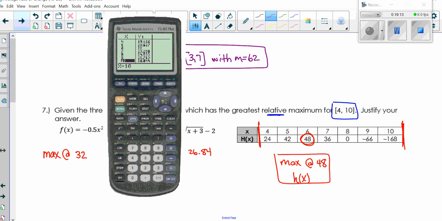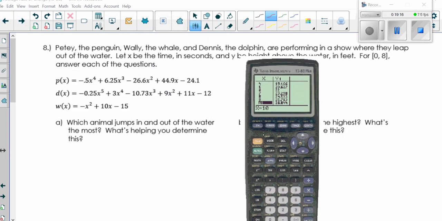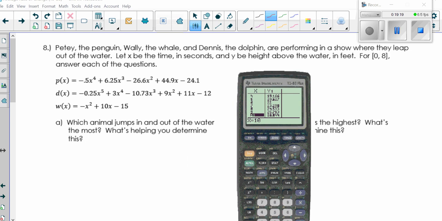All right, go ahead and flip over. All right, what do we have here? It says Peter the penguin, Wally the whale, and Dennis the dolphin. So we have a penguin, a whale, and a dolphin performing in a show where they leap out of the water. Let x be the time in seconds and y be the height above the water in feet.